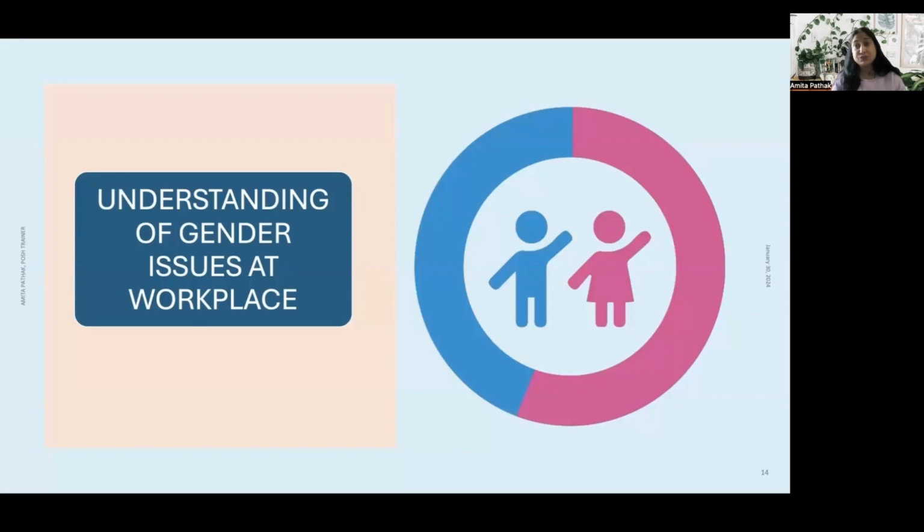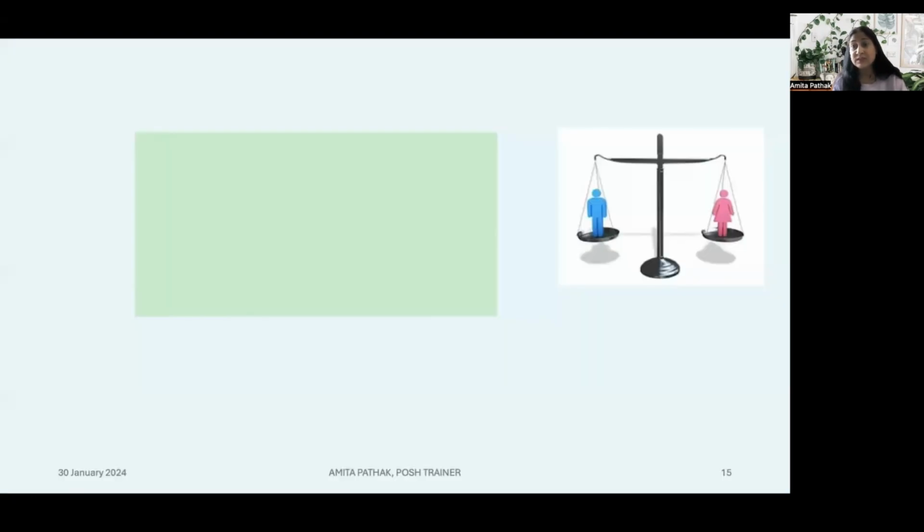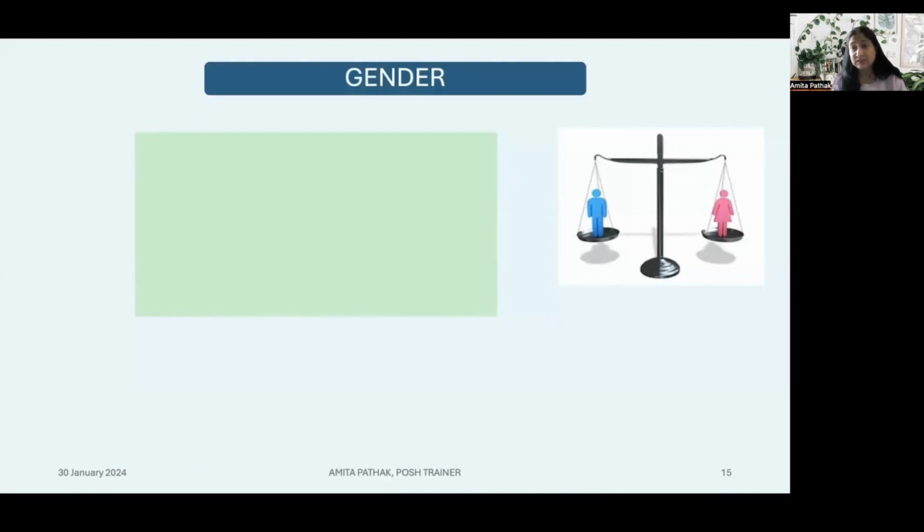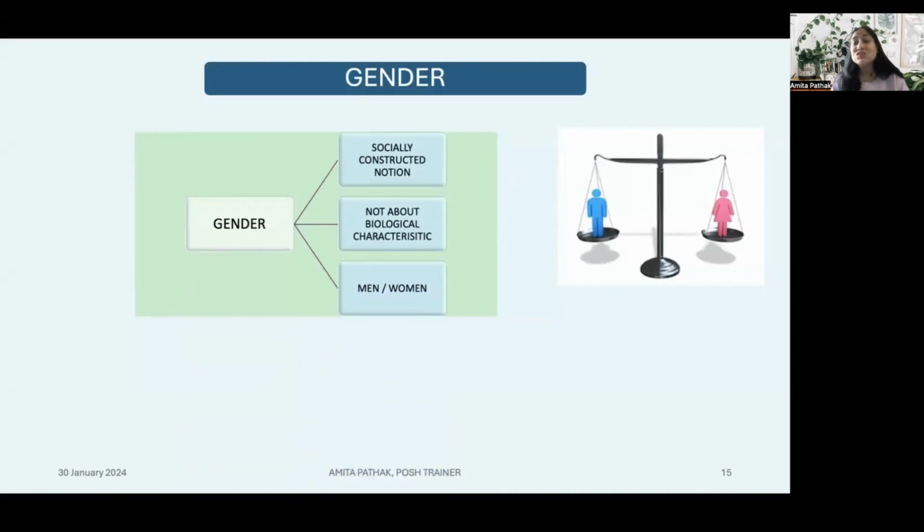Understanding of gender issues at the workplace. It's very important to understand what gender is and how gender behaves at the workplace. So firstly, let's begin with what gender is. Is gender a biological representation of mankind or something else? Let's see. Gender is a socially constructed notion. It's not about your biological characteristics only. It's not only about men and women. It's about something more.